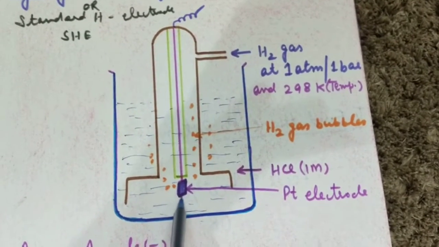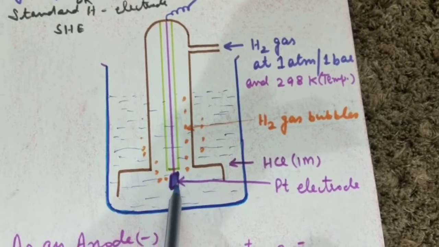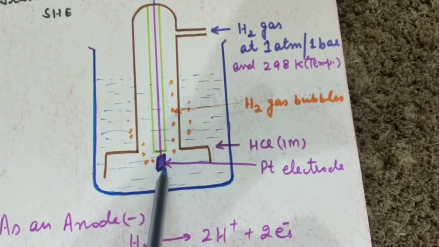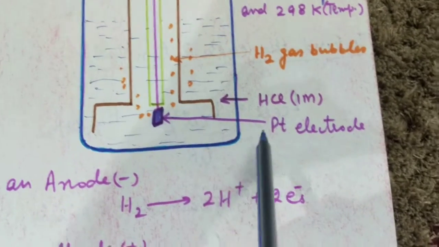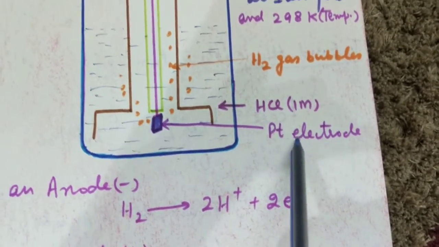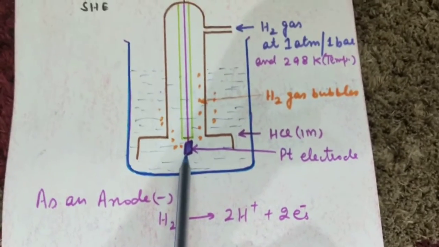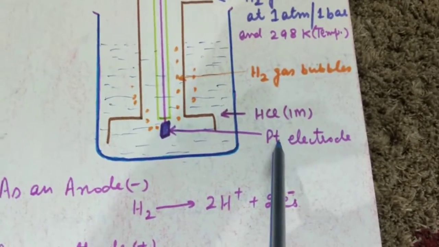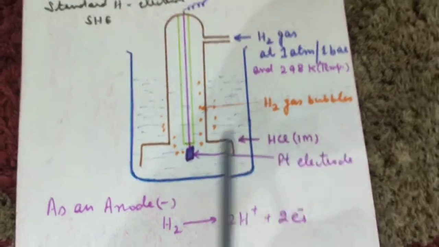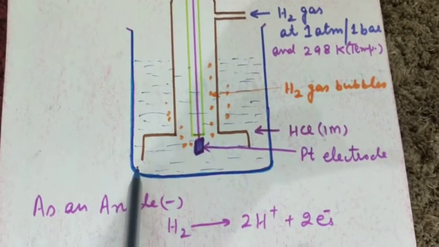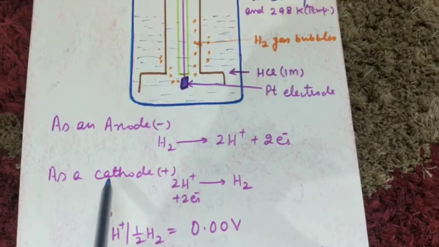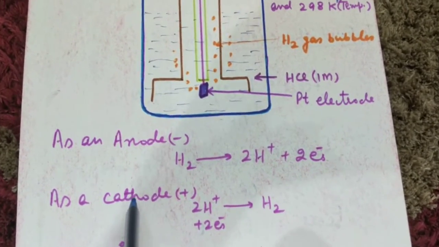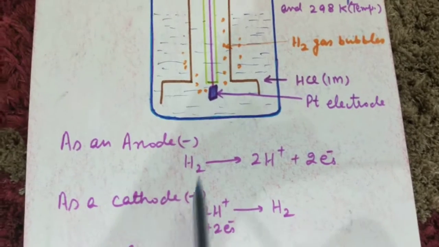Because hydrogen is a gas and its own electrode is not available, for the conduction of electrons we are taking platinum as an electrode to conduct electricity, because platinum is a sort of inert electrode. Now this hydrogen as a reference electrode can act as anode as well as cathode. It depends on what type of other electrode is connected with it.